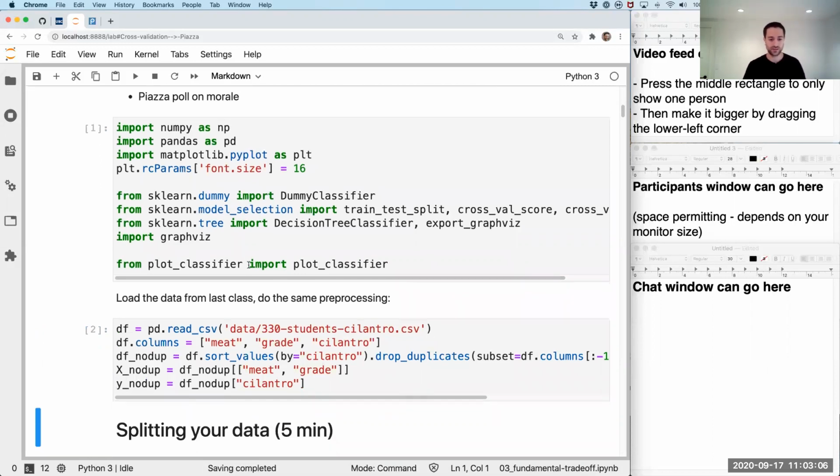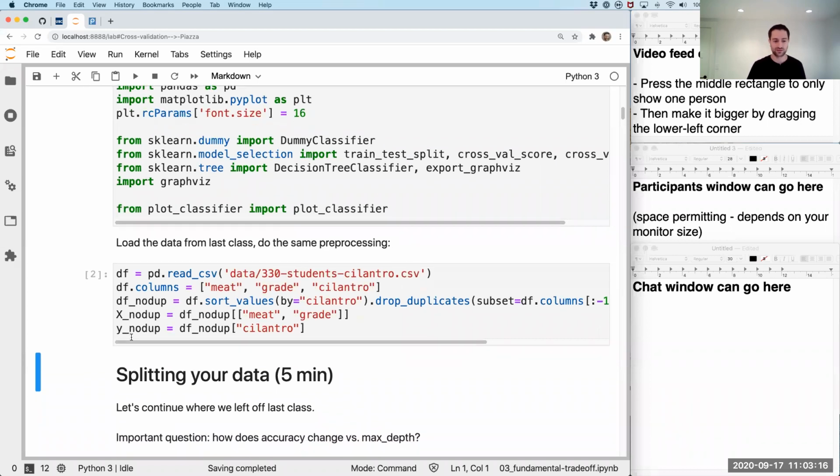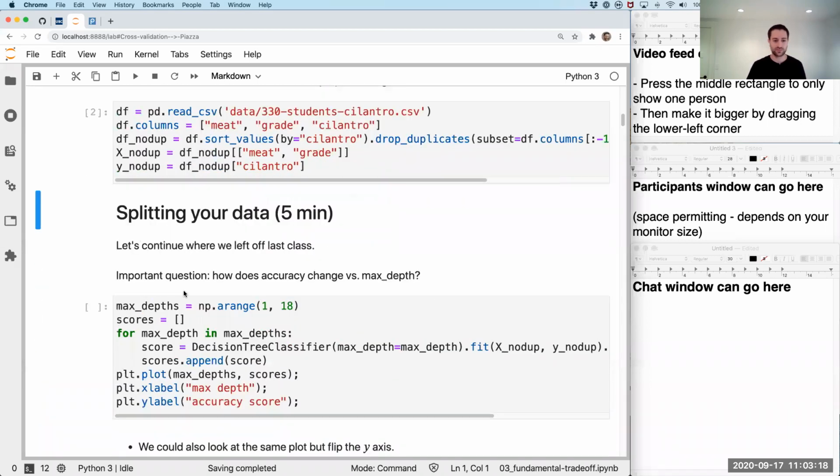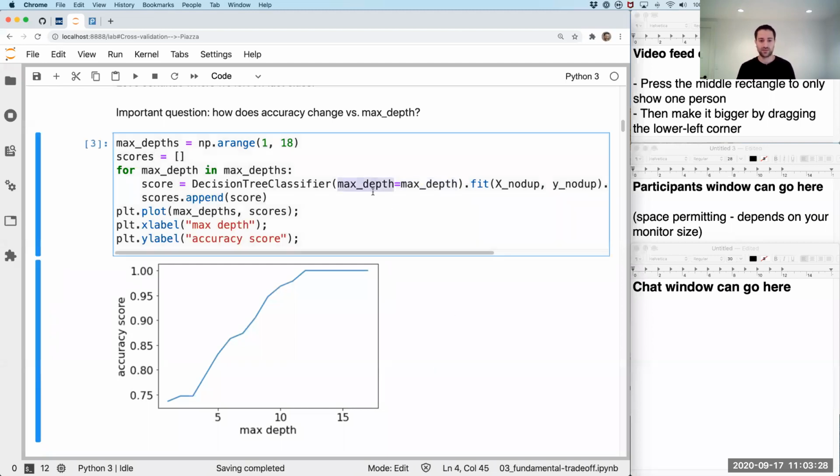So I'm going to load in the Cilantro dataset again that you all generated. As a reminder, we'll be going through a different dataset every week for the first half of the course. Just to pick up where we left off at the end of Tuesday, we made this plot, which was the accuracy score versus the max depth hyperparameter in the decision tree classifier, which controls how deep the tree is allowed to be, which is the same as saying how many times it can split or how many questions it can ask before it makes a prediction.